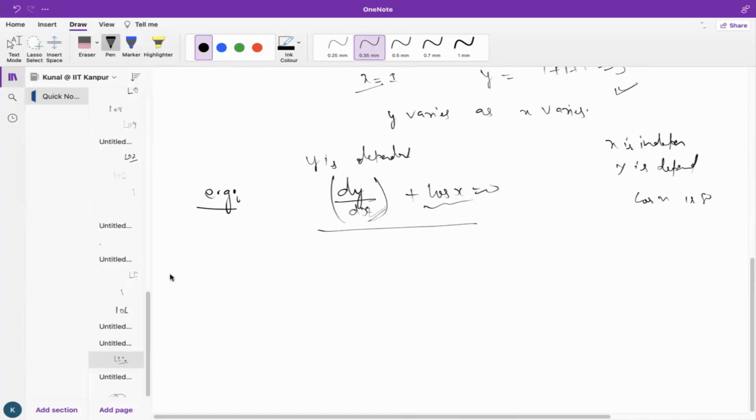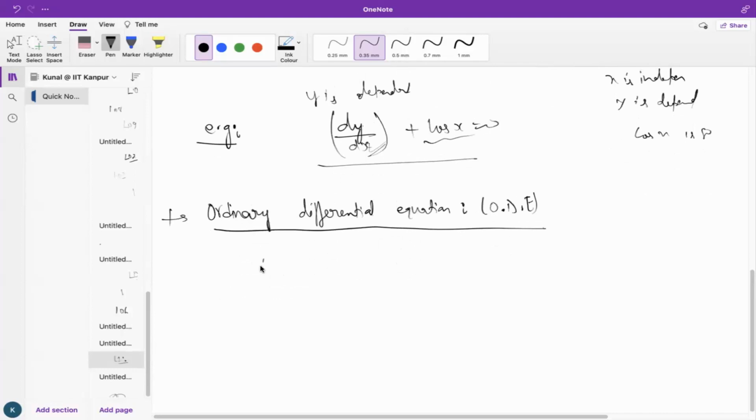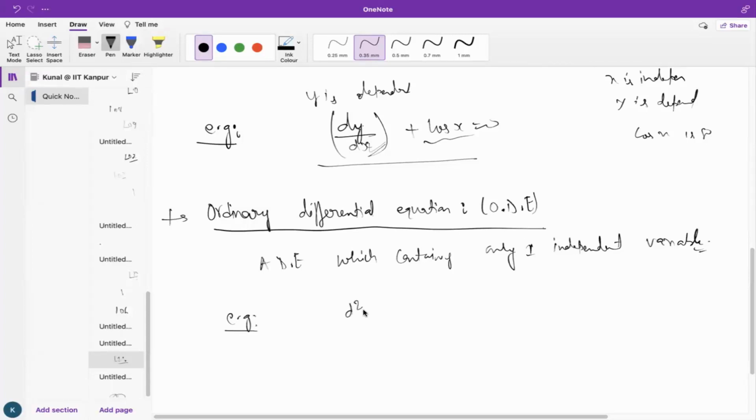Now, another definition: ordinary differential equation. Its short form is ODE. An ordinary differential equation is a differential equation containing only one independent variable. Let me give you an example. There will be d square y by dx square plus 3 dy by dx plus some variable is equal to 0.